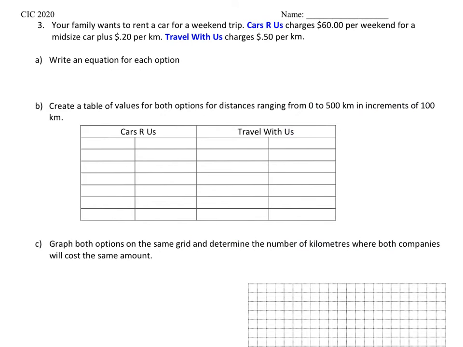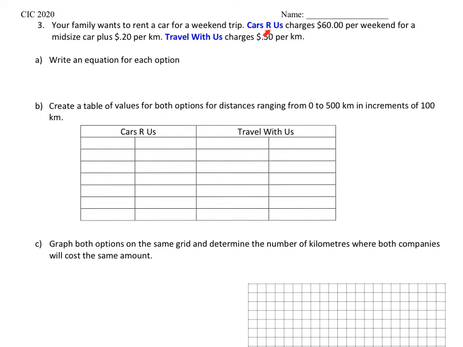Okay, so here's where we sort of put all the linear relations knowledge together, and we look at what's called point of intersection, which is also your first unit in all grade 10 math courses. So really important that we understand this idea. So here's the scenario given in words. Okay, your family wants to rent a car for the weekend.